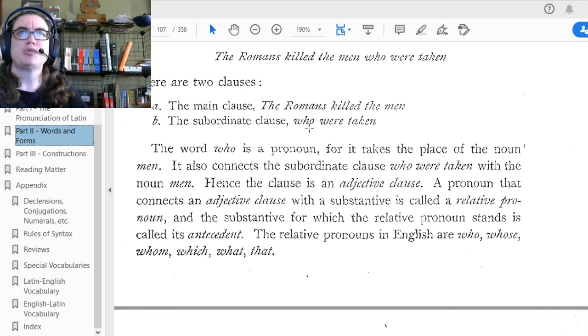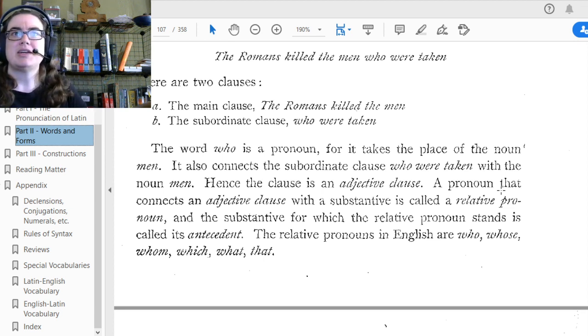So who is a pronoun, and it sets up a relative clause. A relative clause provides more information about a noun. So the pronoun who takes the place of men, right? Who is men. It connects the subordinate with the noun men. So it's an adjective clause, it's a relative clause. But it's describing the noun, so it's an adjective clause.